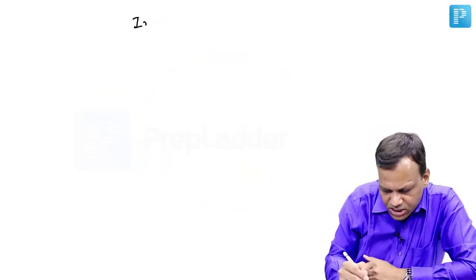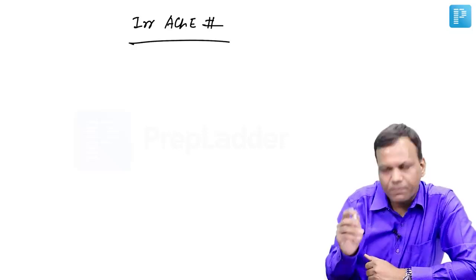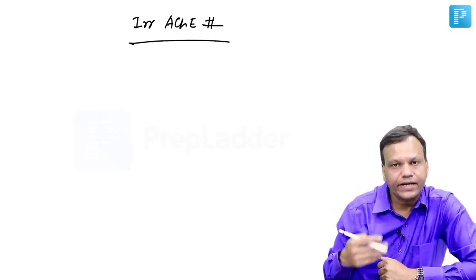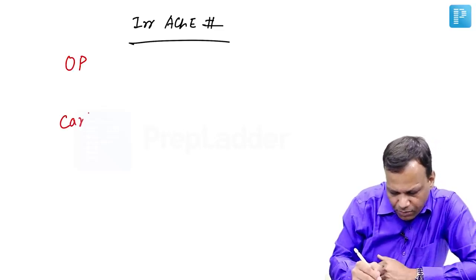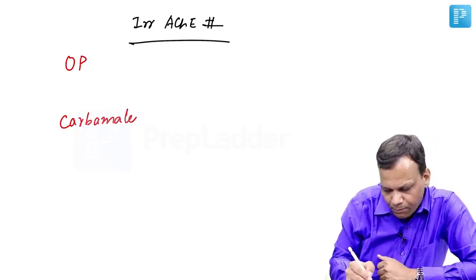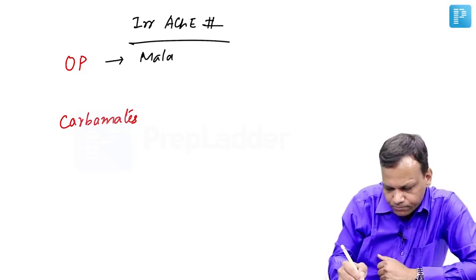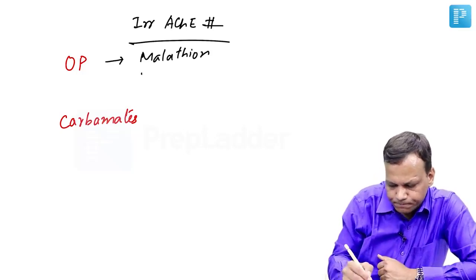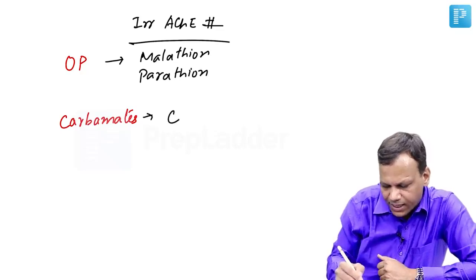Now moving to irreversible acetylcholinesterase inhibitors. These permanently inhibit acetylcholinesterase, which can lead to toxicity. The important drugs are organophosphates and carbamates. The important organophosphates are malathion and parathion, whereas important carbamates are carbaryl and propoxur.